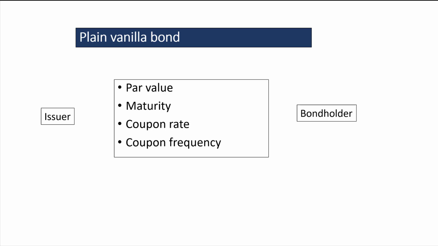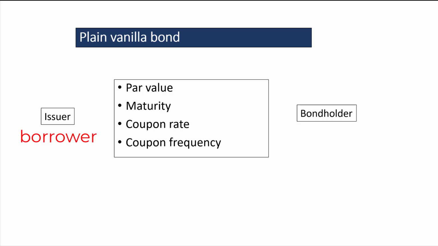Plain vanilla bonds are also known as conventional bonds or level coupon bonds. The plain vanilla term is common in financial markets. In the case of bonds, it means that the bond has no exotic features, such as an embedded option. Such a bond is a financial instrument which represents a contract between the issuer and the bondholder.